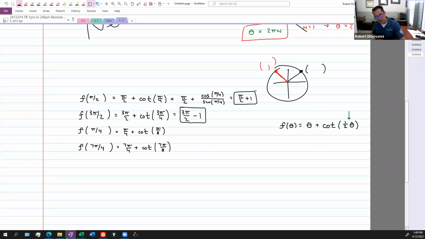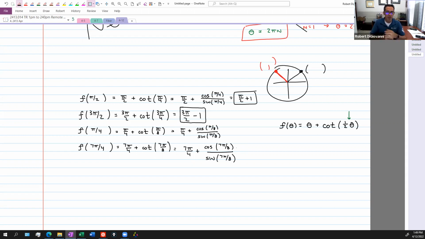If I were using my calculator, you don't really have a cotangent key, so you would have to do pi over 4 plus cosine of pi over 8 over sine of pi over 8. And on this one down here, you'd have 7 pi over 4 plus cosine of 7 pi over 8 over sine of 7 pi over 8. You would need to make sure that you're in radian mode on your calculator when you were doing that. I'm going to cheat.